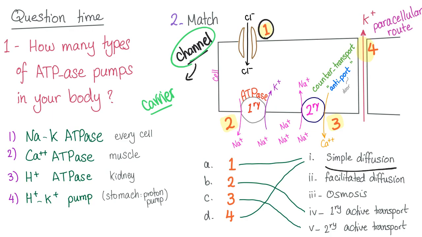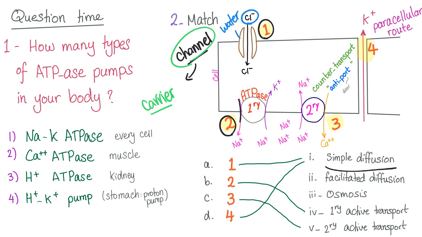These channels are also known as watery channels. That's why they can permit the passage of water-soluble molecules or ions, also known as polar. Water-soluble, lipid-insoluble. So this was number one. Let's go to number two.